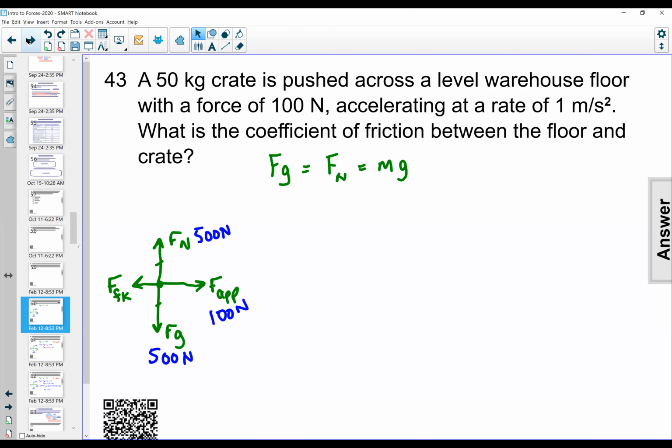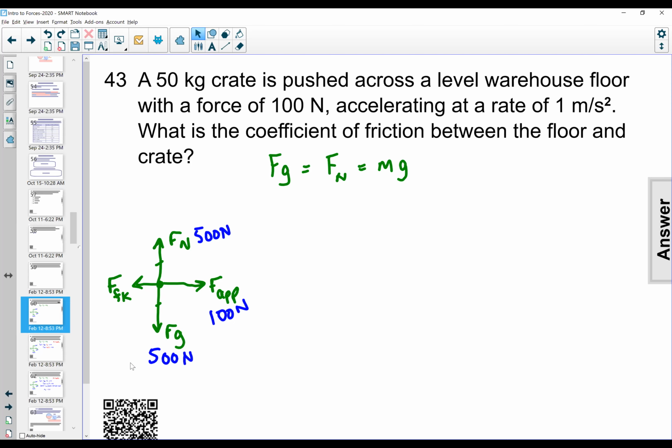So if we start this kind of a problem, I always want to figure out my free body diagram. And so I know there's a weight force going down, and because it's on a level floor, I know the normal force would be straight up from that, and those would have to be equal and opposite. So I put my little congruency markers on there.